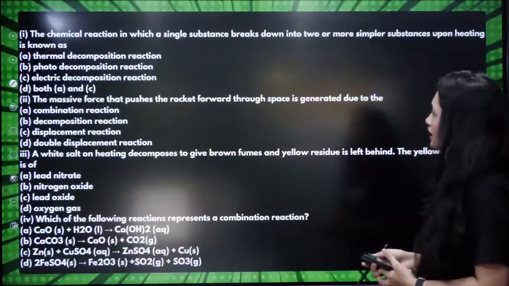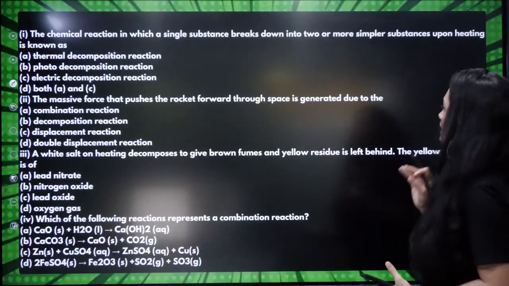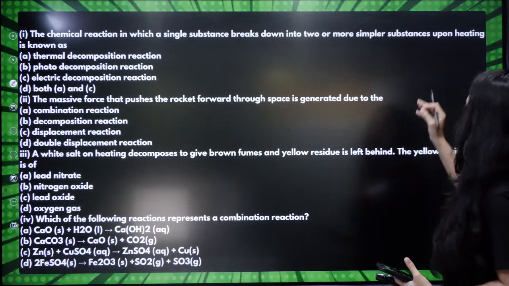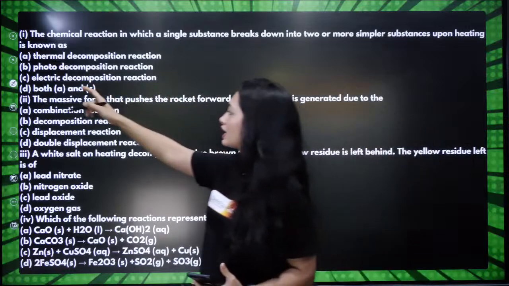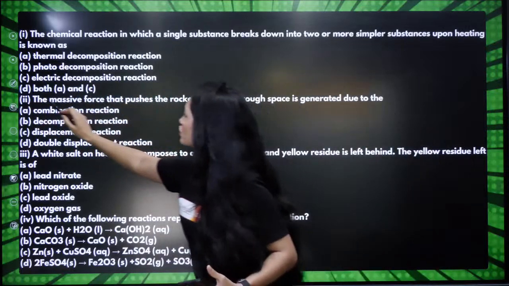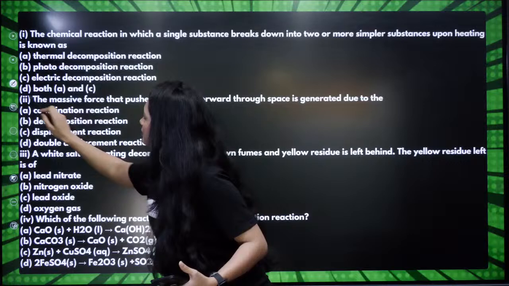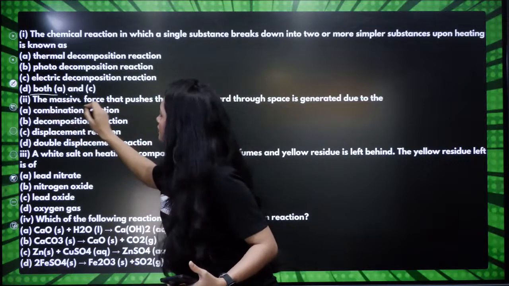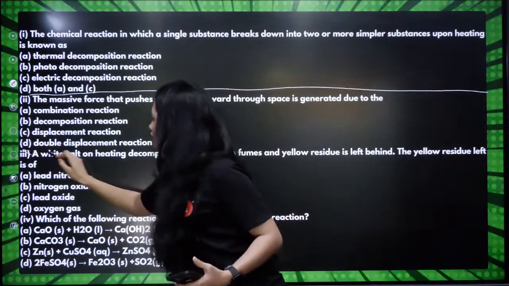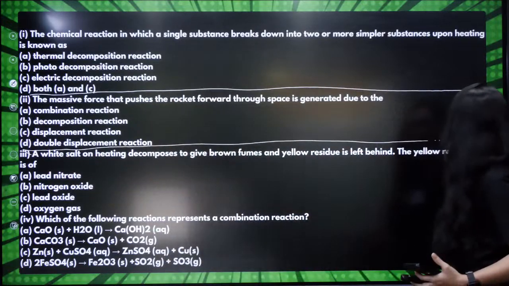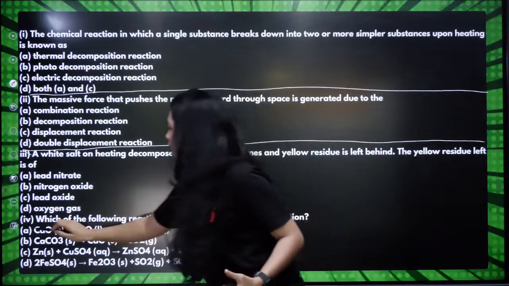So, questions. The chemical reaction in which a single substance breaks down into 2 or more simpler substances upon heating is known as dash. This is the first question. Give the answer. You already know the answer. They have already mentioned a couple of types of chemical reactions in the paragraph.